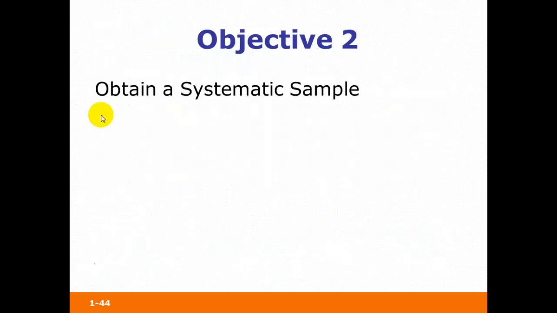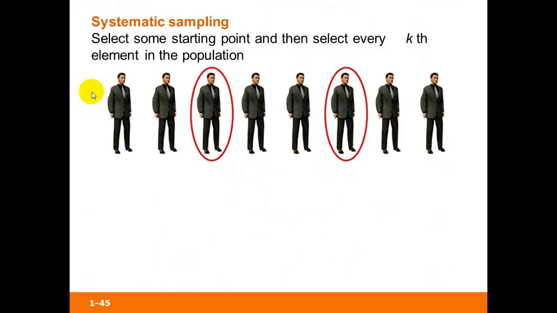The next type of sample is a systematic sample, and this means that we have a list of the population, and we just go through and select every kth one. For example, in this picture, we'd be selecting every 3rd individual from the population.